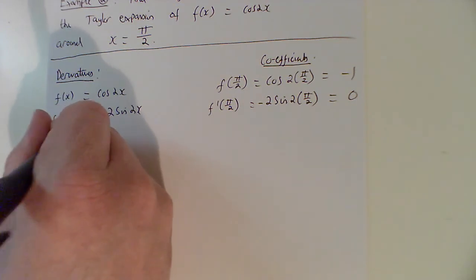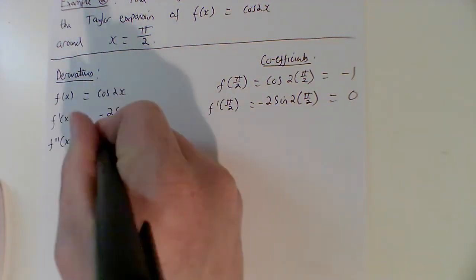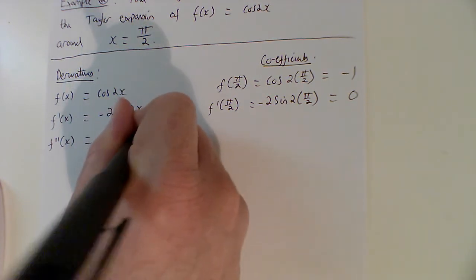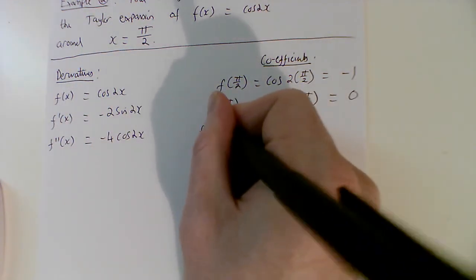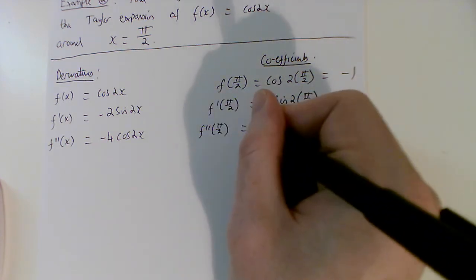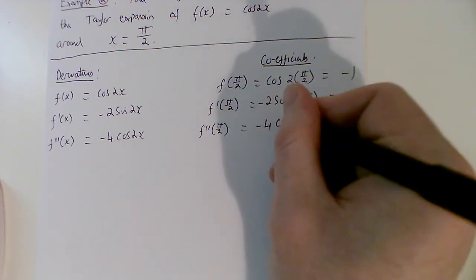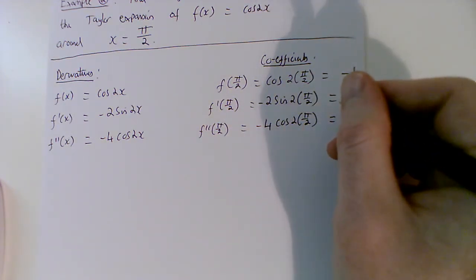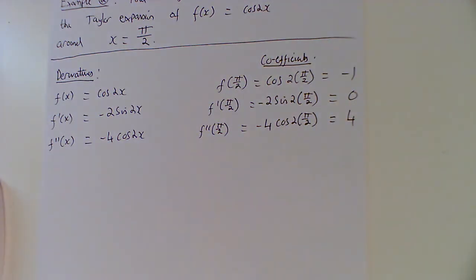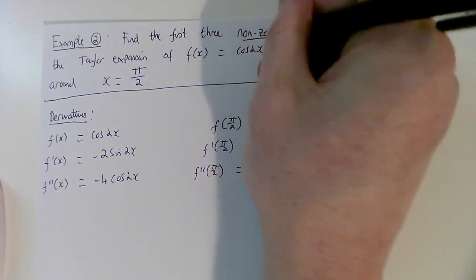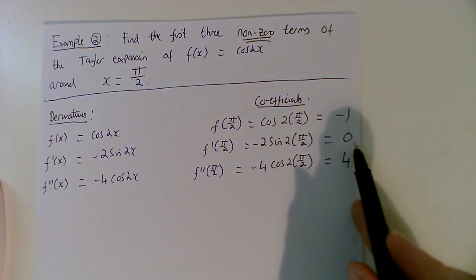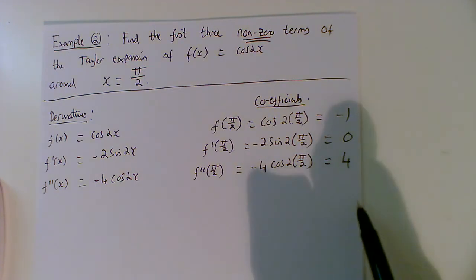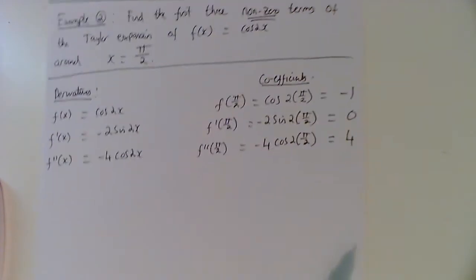F double dashed x equals, that comes to the front, so -4 cos 2x. So that's -4 cos 2 pi by 2, which is 4. Okay, now I wanted the first 3 terms, but not the first 3 terms. I want the first 3 non-zero terms. So that term there is going to be 0 because it's got a 0 coefficient. So I've got to keep going until I get another coefficient that's not 0.